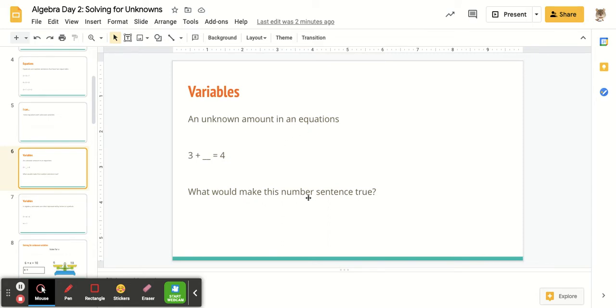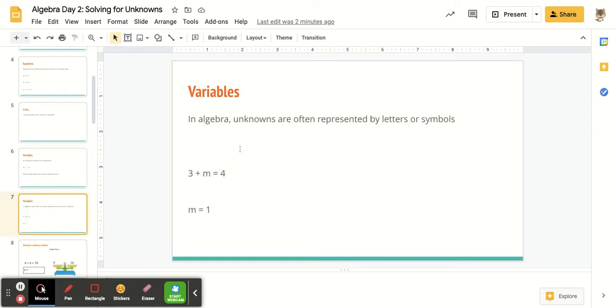So what would make this number sentence true? So here is our unknown amount. That is our variable. So 3 plus what equals 4. In algebra, unknowns are often represented by letters or symbols. So this same question, the unknown, is represented by an M. So 3 plus M equals 4 instead of just a blank or a question mark.